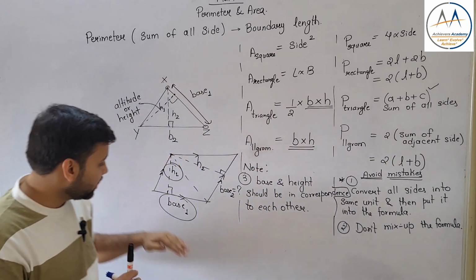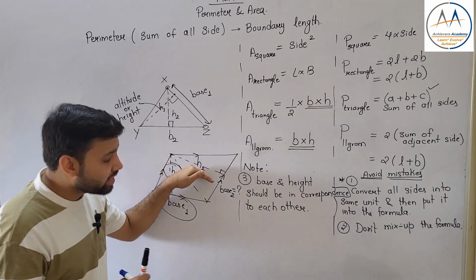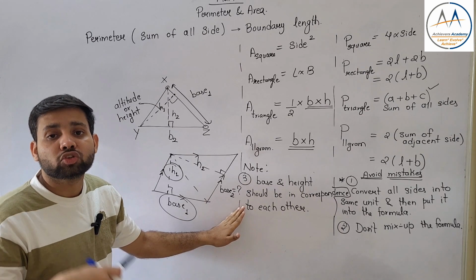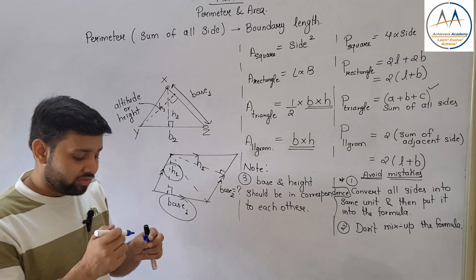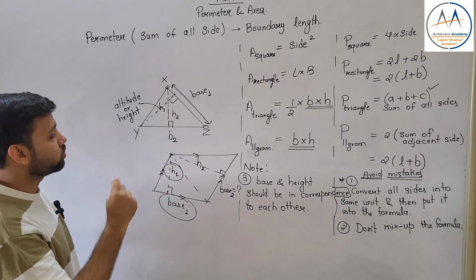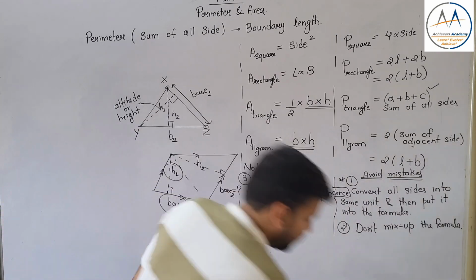Just try to understand that base is given, height is given, another height is given, and they are asking to calculate the base of another side of a parallelogram, or base 2 of a parallelogram. We need to understand this. We'll discuss this type of question. So quickly note it down.